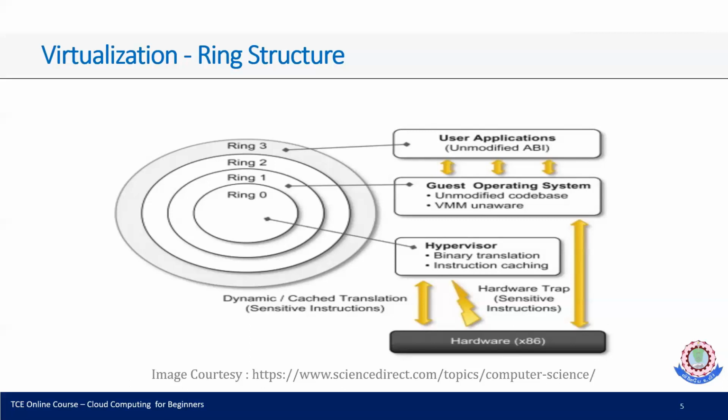This figure shows 4 ring types: ring 0, ring 1, ring 2, ring 3. Ring 0 is hypervisor, which is used for binary translation and instruction caching. Ring 1 is guest operating system, which will be unmodified code base or a VMM unaware mode. And ring 3 is user apps. So this ring structure will be more essential for full, para and partial virtualization. This is a structure which is for x86.